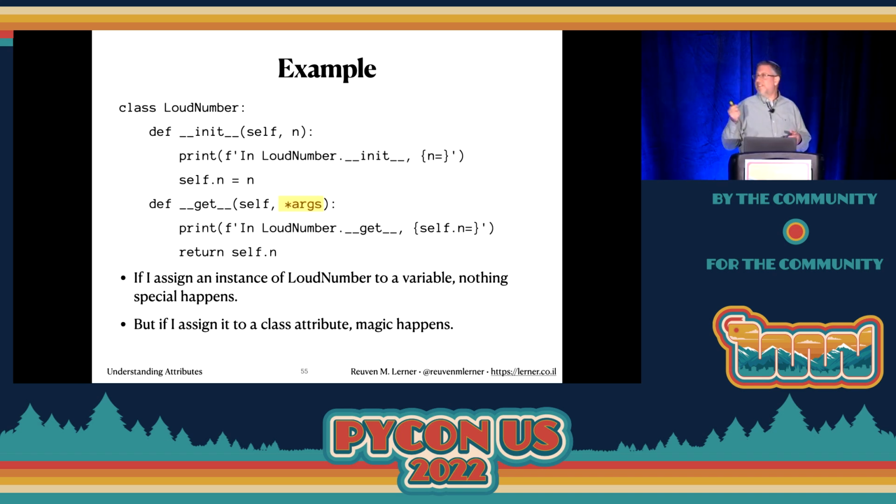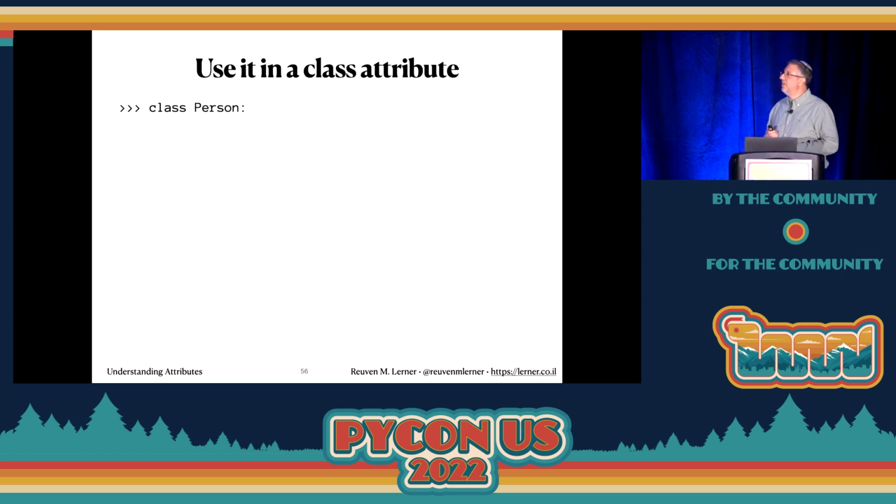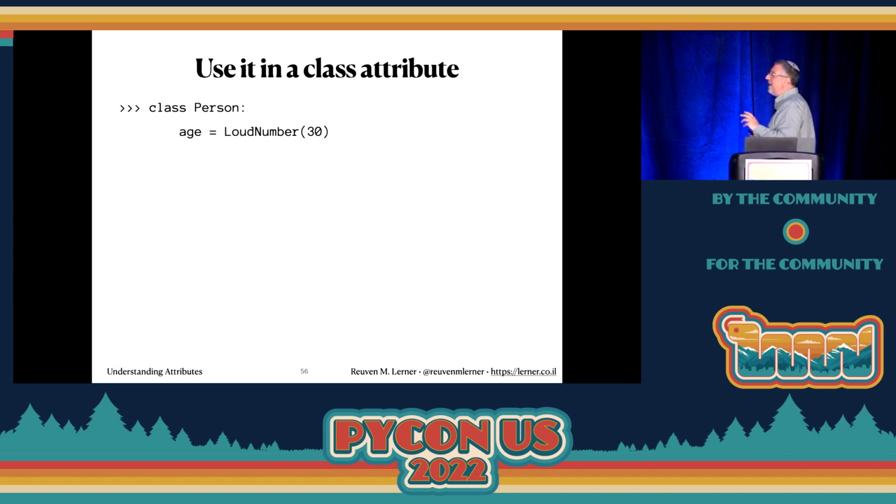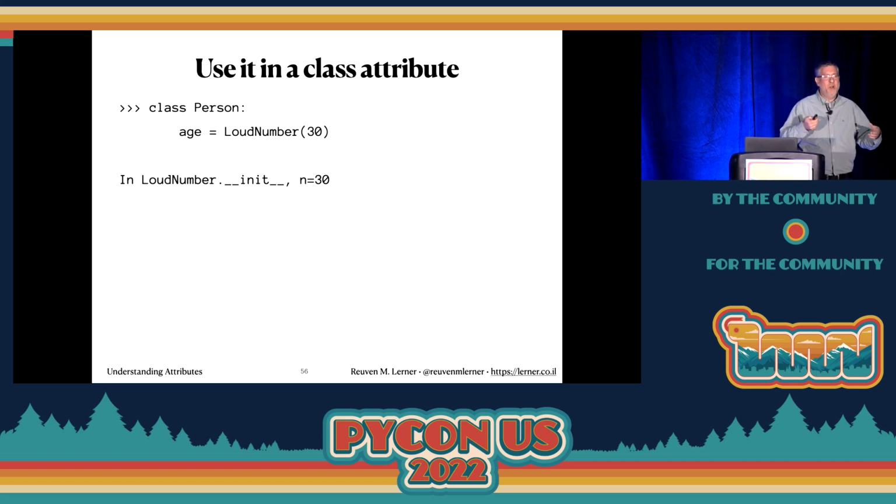If I assign an instance of LoudNumber to a variable, nothing special happens. But if I assign it to a class attribute, magic happens. Let's see. So let's say class Person, age equals LoudNumber(30). What am I doing here? I'm creating a Person class, and the Person class has nothing else in it. I'm just concentrating right now on this descriptor. And I say, let's make age equal to one new instance of LoudNumber(30). When I run that, I get in LoudNumber init n equals 30 because we ran that code. It's part of the class definition. When we define a class, the class definition runs.